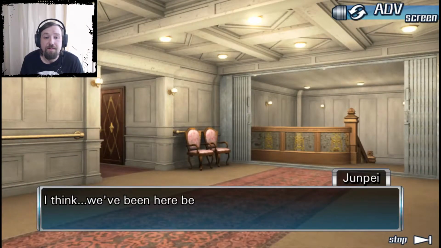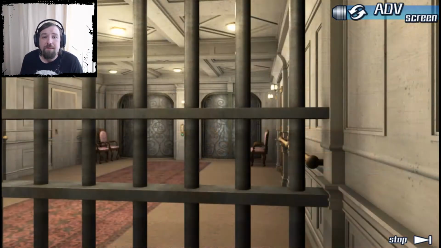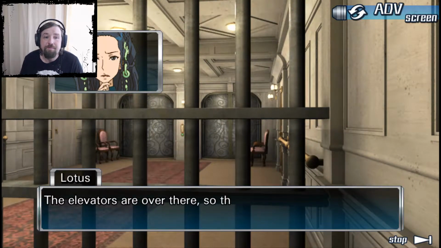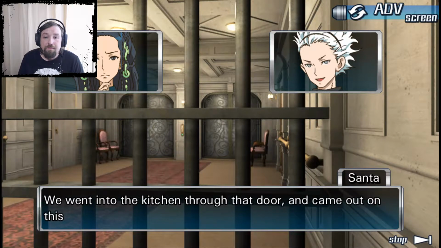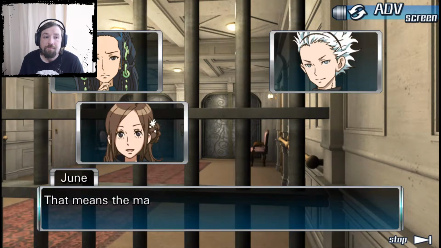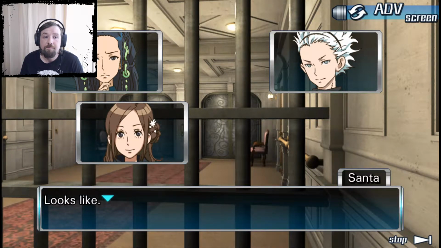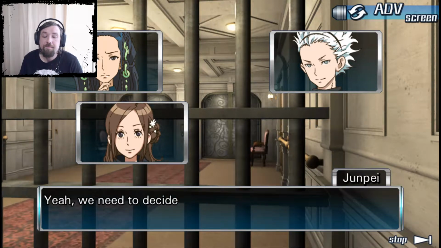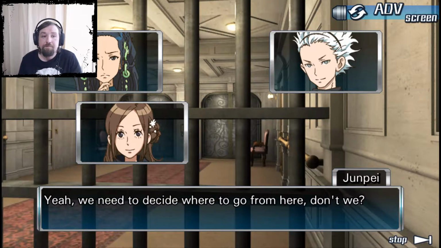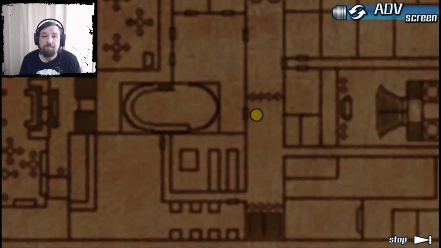I think we've been here before. This is the top of that staircase, right? The elevators are over there, so that means we went into the kitchen through that door and came out on this side. That means the map was right. Looks like. Then let's use it to plan our next move. Yeah, we need to decide where to go from here, don't we? He's right. Let's get started.